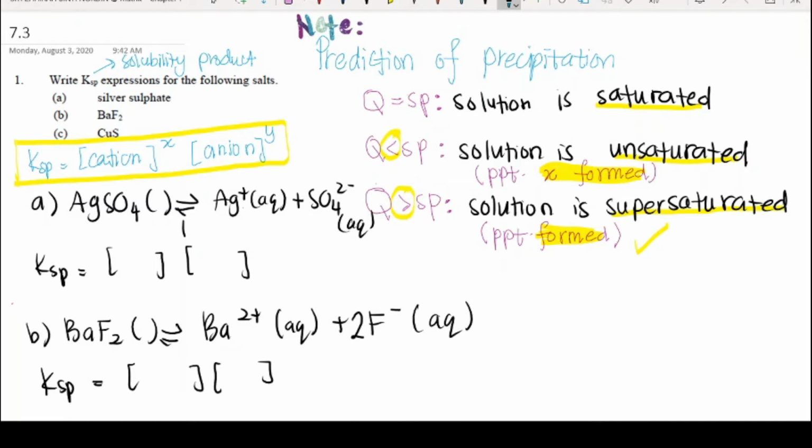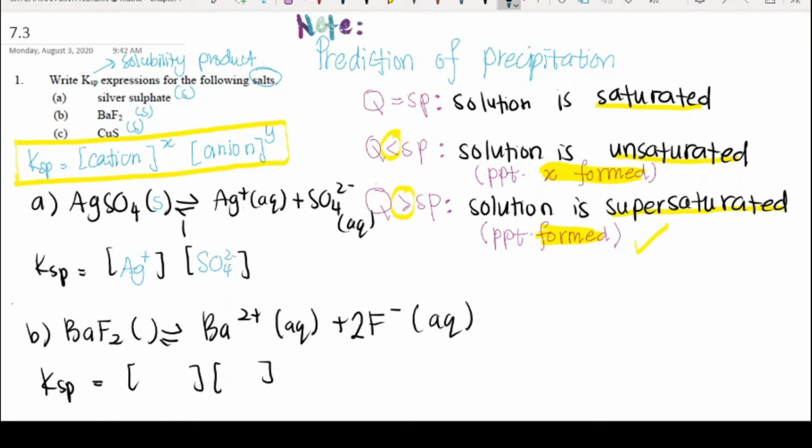Okay, for KSP, all salt will be in solid phase. Please remember that. So our silver sulfate will be in solid form and it will partially dissociate to form those Ag+ and SO4 minus. So write down your KSP. So what is your cation? That would be your silver plus to the power of 1, and SO4 minus is your anion to the power of 1 as well.